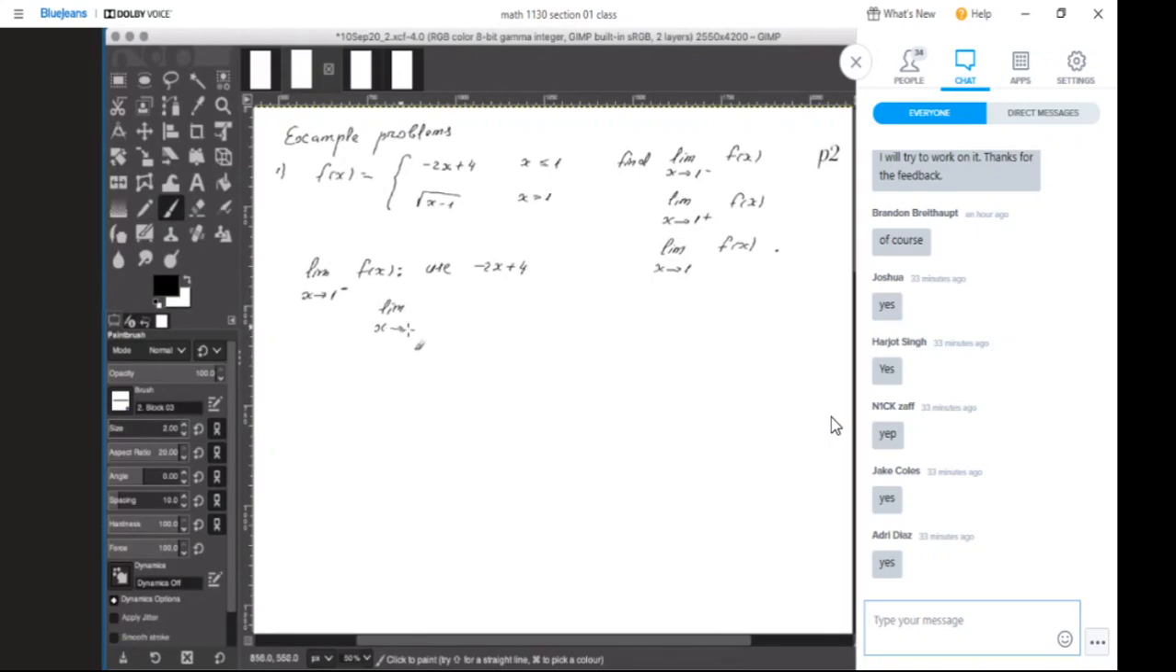It's against student laws first. Wait a second, did I do limits? Is limits the thing where you check the left and the right?